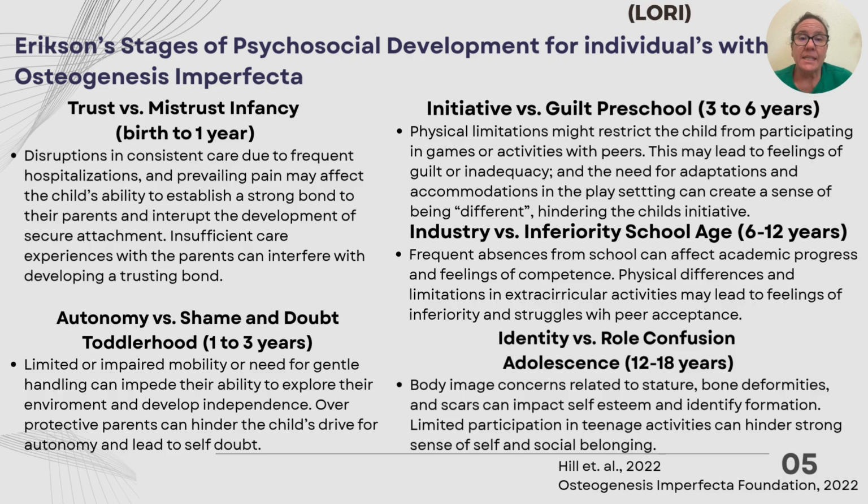Now, the next phase is initiative versus guilt, and this is experienced during the preschool age, from 3 to 6 years of age. So the child with OI may have physical limitations that might restrict them from participating in games or activities with their peers. So this may lead to feelings of guilt or inadequacy, and the need for adaptations or accommodations in the play setting. It can create a sense of being different and hinder the child's initiative.